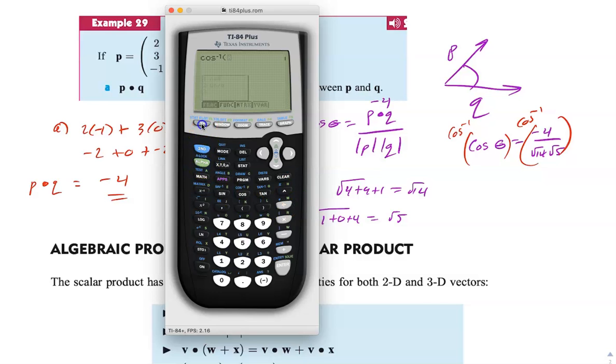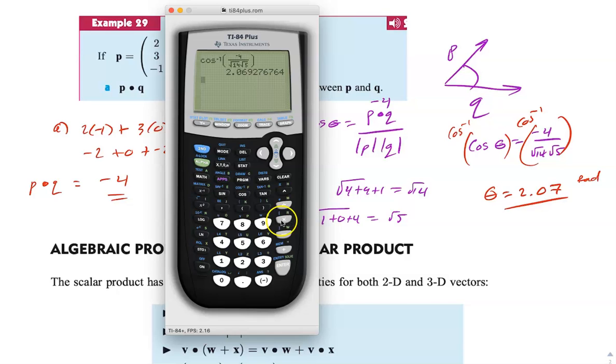So alpha y equals. Now that you bring this up, for the fraction button, I have -4 over radical 14 times radical 5. And there you go. Close that parenthesis. Now you see 2.06. That's in radians. That is a correct answer if you want to put it that way. 3 sig figs. That's in radians.